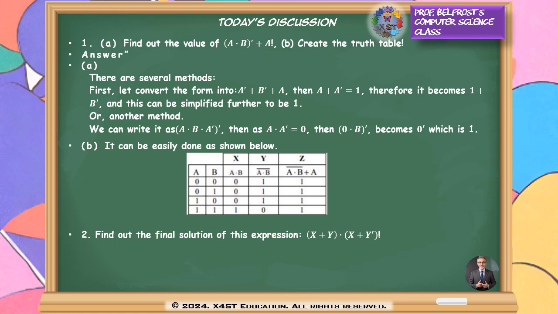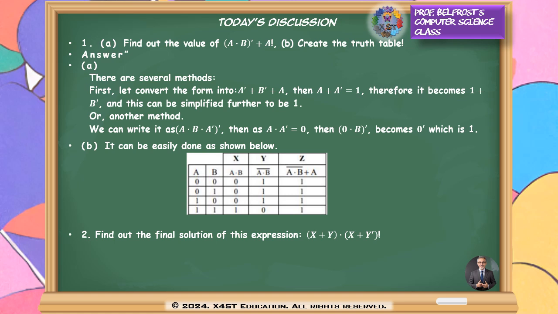You can just utilize the distributive property, and then you notice another property: A and its complement added together will result in 1. So 1 added to B complement, but 1 added to everything will result in 1. That's how you can simplify it.